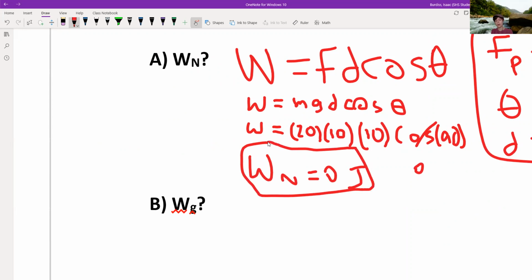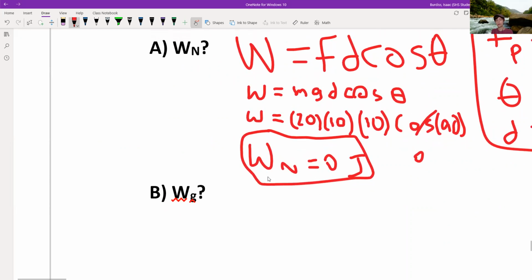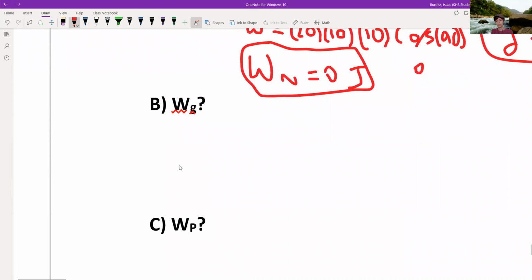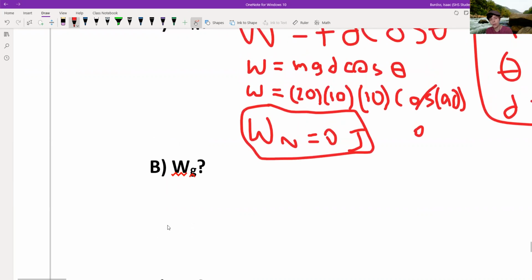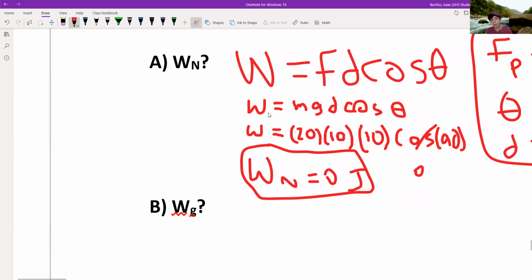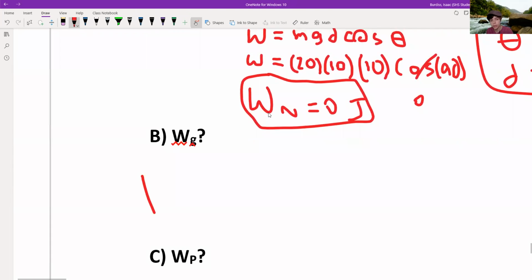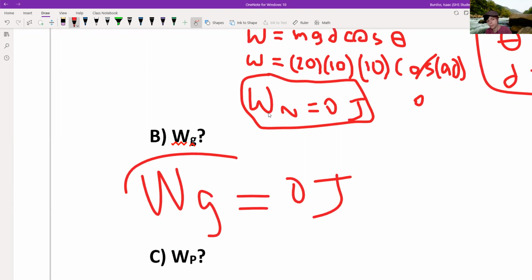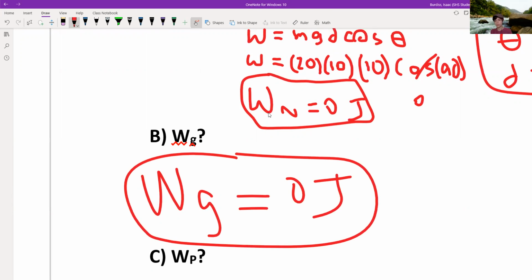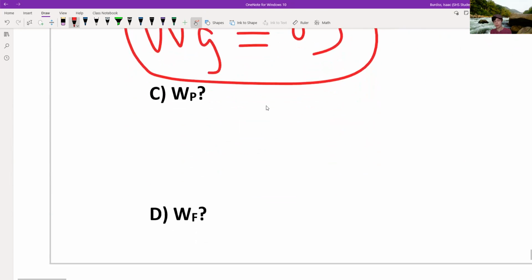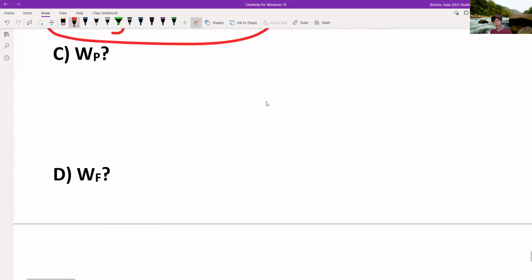And it's the exact same for gravity, because it's the same equation just in a different direction. So it would be negative if there actually was something, but there's not. So the work done by gravity is also 0 joules. And when it's on an incline, that's different because you have to consider the angle based on gravity. So just remember that.